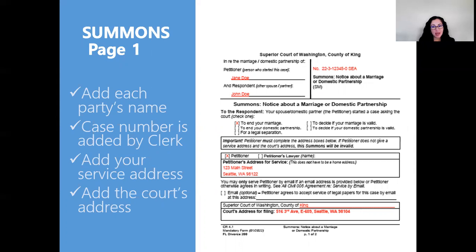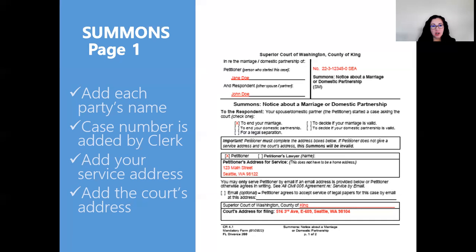So let's prevent that mistake in the beginning here by making sure you include all of this information. So you do need to add both parties' names. So the person starting the court case, the petitioner, their name appears on the first part of the caption. And you see in the example here on the right-hand side of your screen, that's Jane Doe. And then below Jane Doe's name, we have John Doe under respondent, the other party in the court case.